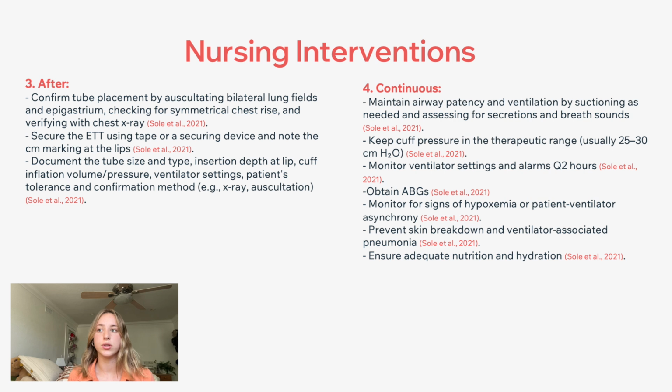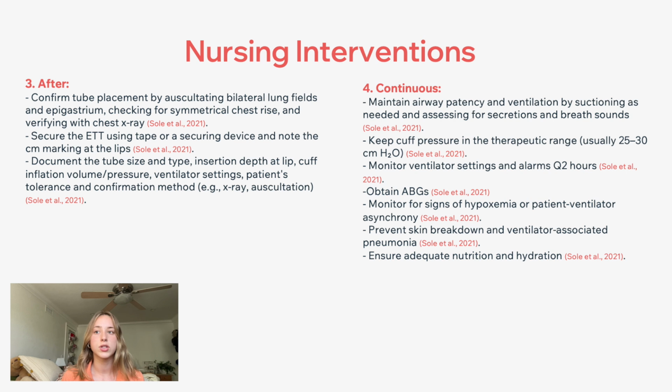After that, you're going to secure the ETT using tape or a securing device and note the centimeter marking at the lip to know how far the tube went in. Once secured, you need to document the tube size and type, the insertion depth at lip, the cuff inflation volume or pressure, the ventilator settings, the patient's tolerance, and the confirmation methods. An example of this would be X-ray or auscultation.